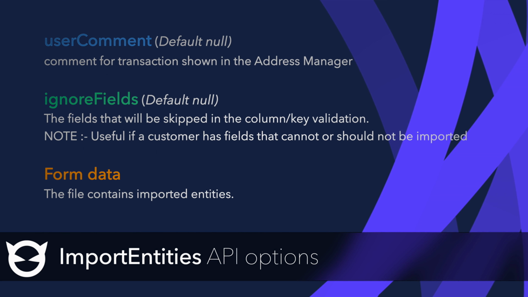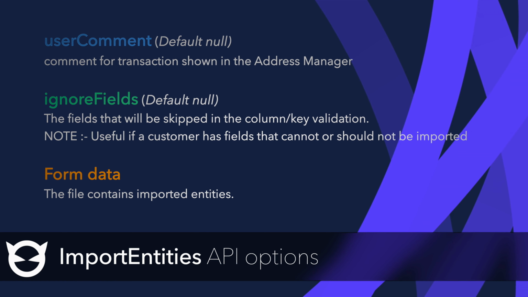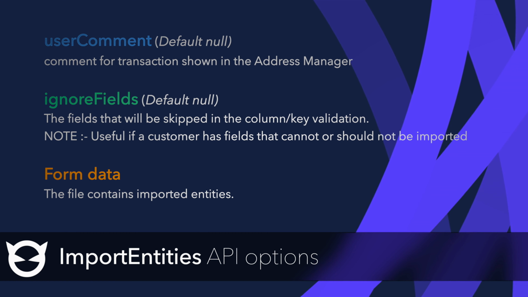The user comment field is an optional parameter which can be used to apply a comment to the transaction shown in the address manager's transaction history. For example, you could comment CSV import of RFC 1918 blocks.